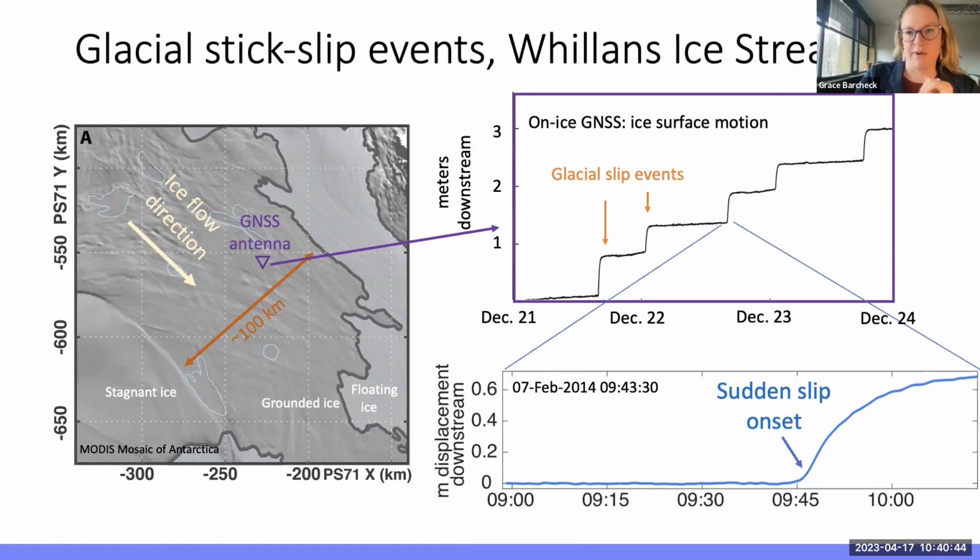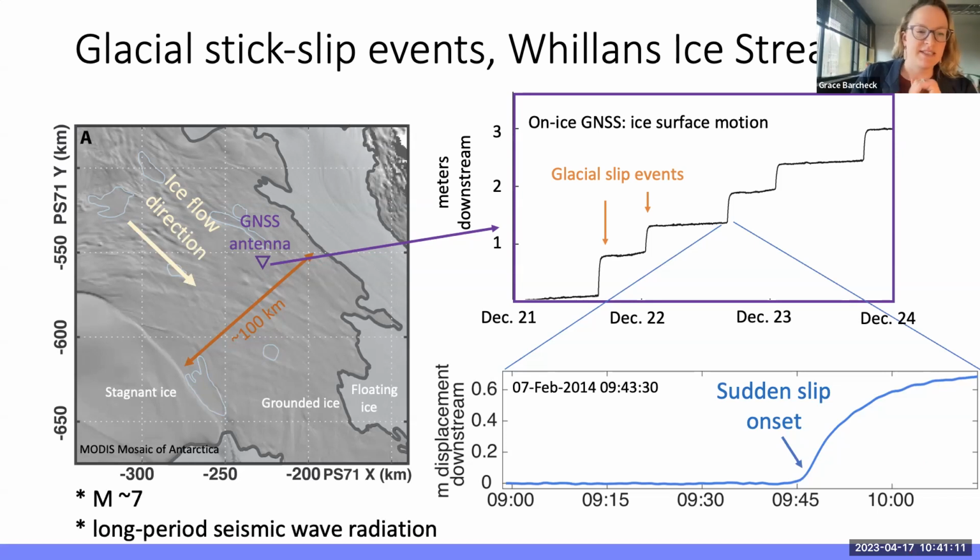And so if we zoom in on one of these slip events recorded by a single GNSS station on the ice, recording every 30 seconds, this is what one of these glacial slip events looks like. There's basically no motion, and then we see a pretty sudden acceleration over a minute or two, followed by a few minutes of pretty fast motion, and then a long tail as the ice slows down over the next 20 minutes or so.